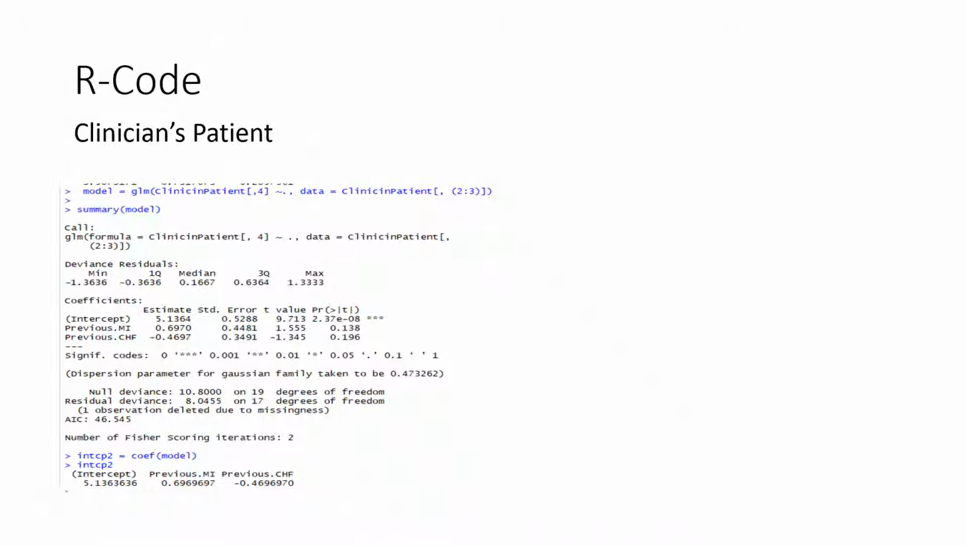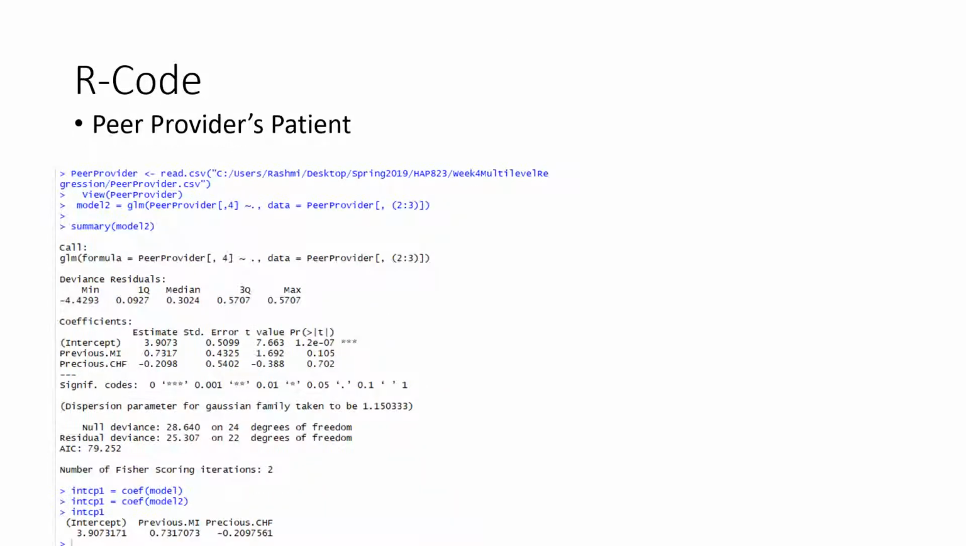intercept 2 equals coefficient model. So here's the intercept for this model, 5.1363636. So I did this separately for both of the providers.